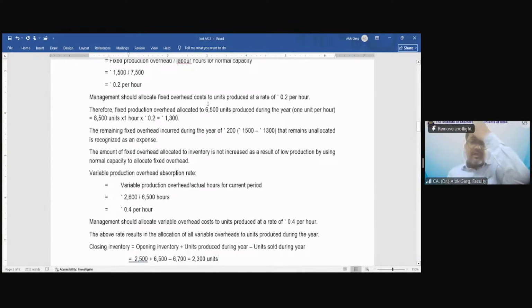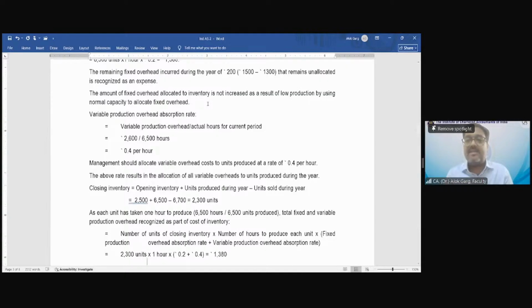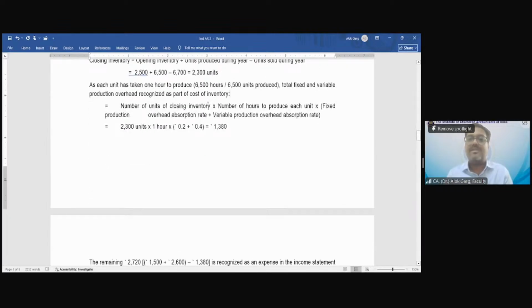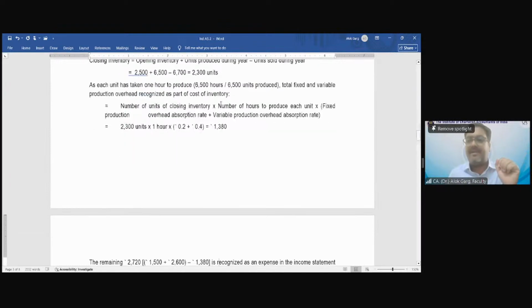Since we have opted for the FIFO model, what is meant by the FIFO model? Whatever is the opening inventory has been sold out first. First in, first out. Which comes first, goes first. It means the closing inventory of 2,300 units belongs to the current year production, right? And what is my production cost? 2,300 units multiplied by 60 paisa, that is 1,380, right?